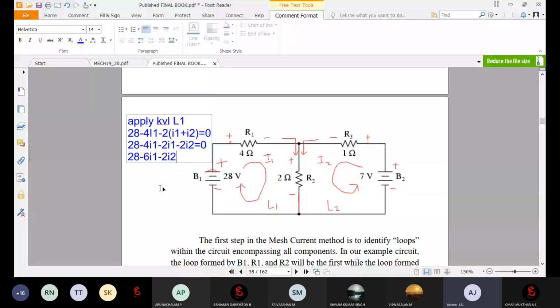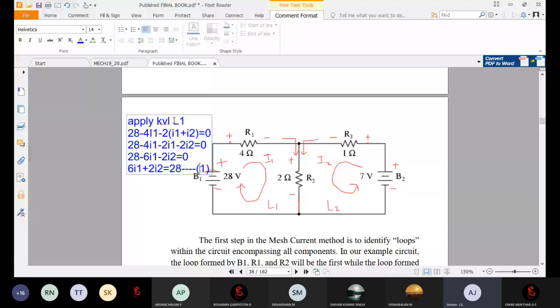Now I will rearrange it so that I make the current components this way and the voltage goes to the other side. So 6 I1 plus 2 I2 is equal to 28. Is that correct, guys? This is equation number 1. Got it, all of you?